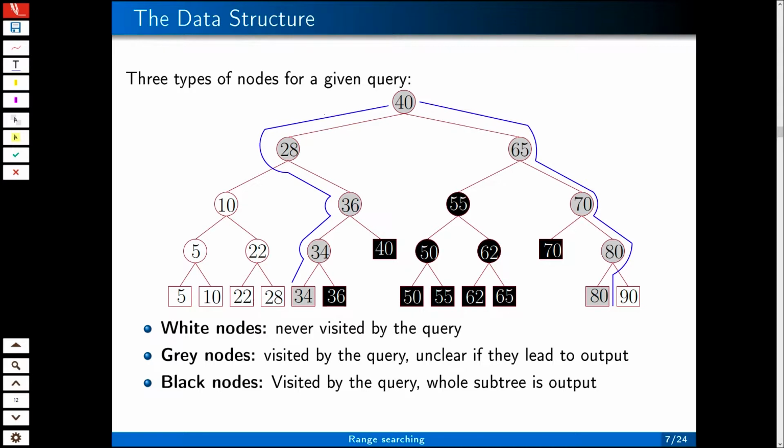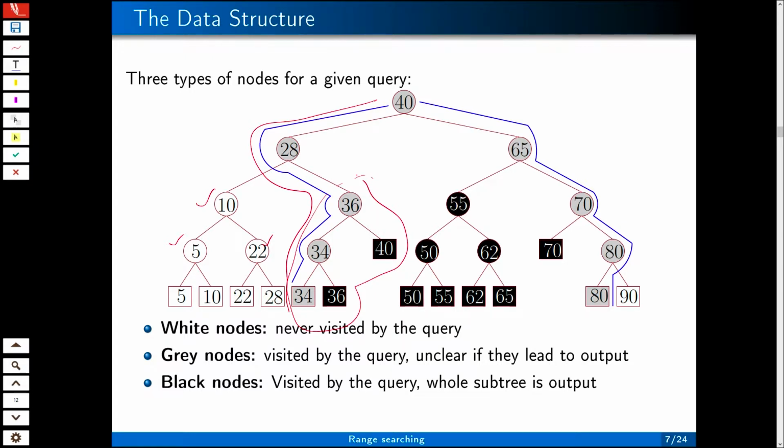When I am looking for 34, I took this path. So, I never went to the vertex 10, 5, 22. So, this remains white. There are few vertices which I am visiting, but I am not reporting whatever is inside them. For example, 36, I am visiting, but I am not completely reporting this. I do not know at this point whether I have to completely report these points or not.